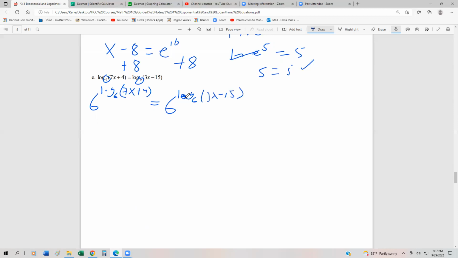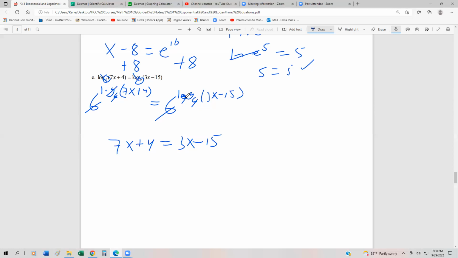Now, what you could have done is just at the beginning of the problem, cancel out the log base 6 because they're the same on both sides. But technically, this is what's going on behind the scenes there. If we raise both sides to the 6th power, or have a base of 6 on both sides, we would have 7x plus 4, because these log base 6's would all cancel out, is going to be equal to 3x minus 15. Now we just have a basic linear equation.